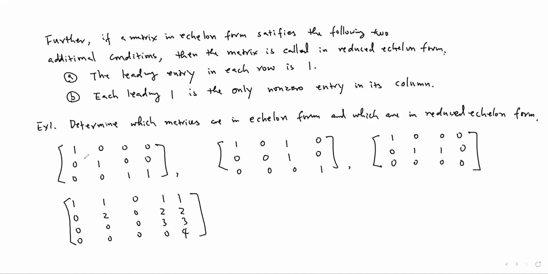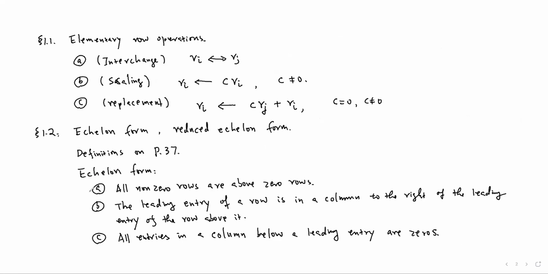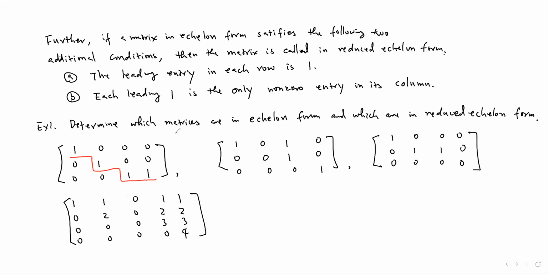Okay, now take a look. The first matrix is in step-like pattern. It is easy to verify that this matrix satisfies all these 3 conditions. So the matrix is in epsilon form.